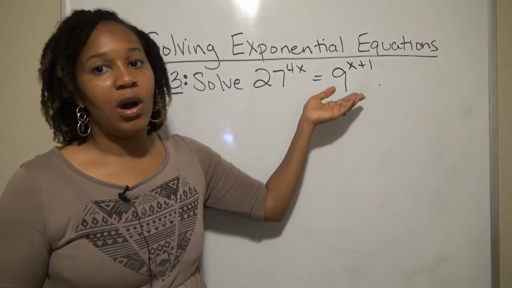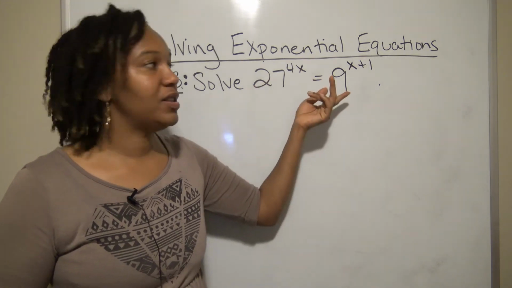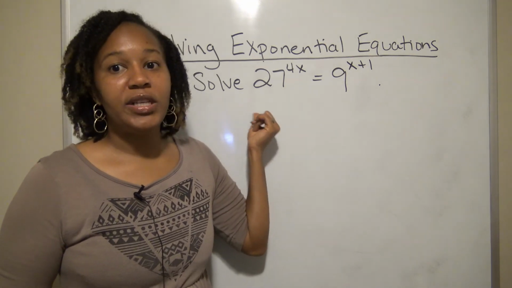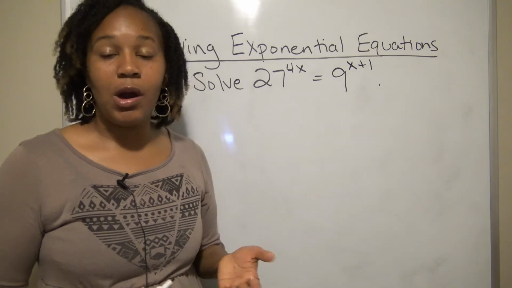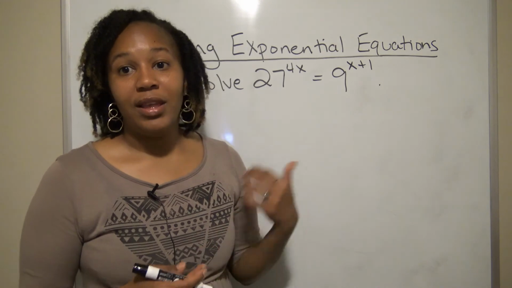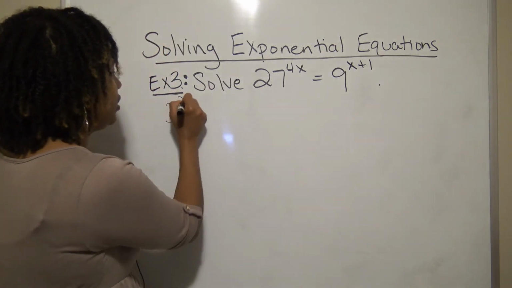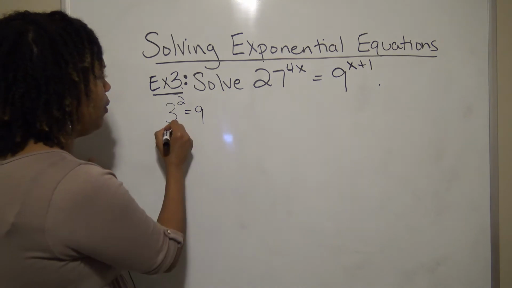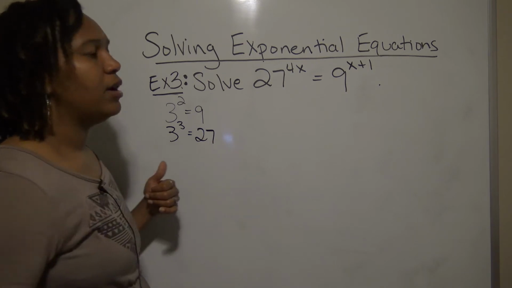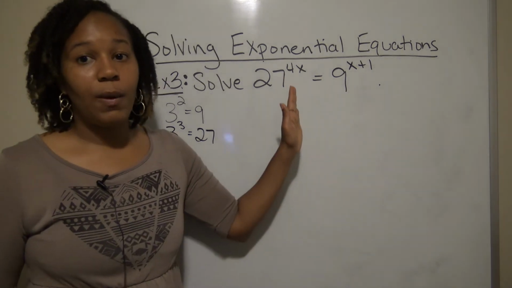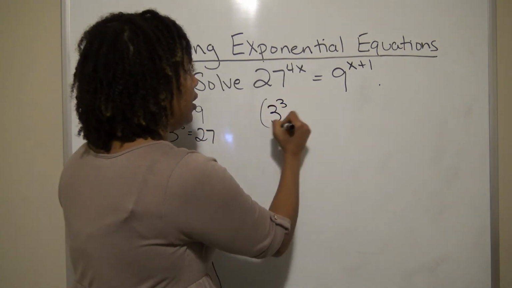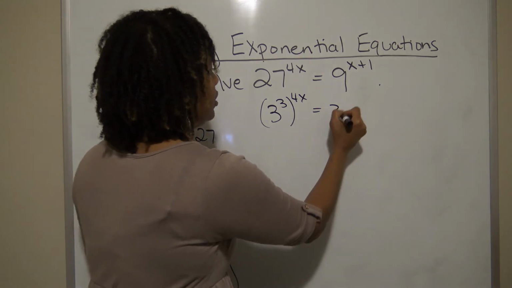I usually start with the smallest number and see if I can write the bigger number with the base of the smallest. But 9 to the second power is 81, so I wouldn't be able to rewrite 27 with the base of 9. So is there a number smaller than 9 that I can use to rewrite both sides so that they have that base? When I think about 9, the first thing that comes to my mind is 3 squared. Well, what is 3 to the third? That's 3 times 3, which is 9, times another 3, which is 27. So this lets me know I could rewrite both of these numbers so that they have a base of 3. 27 is 3 to the third, and 9 is 3 squared.